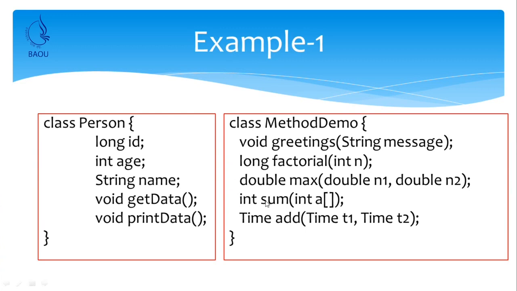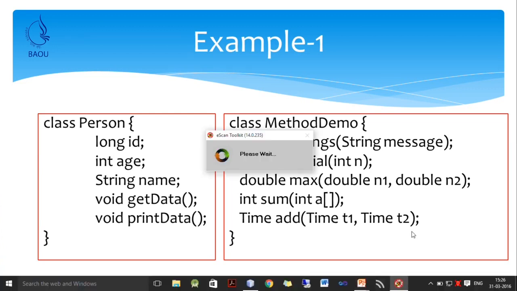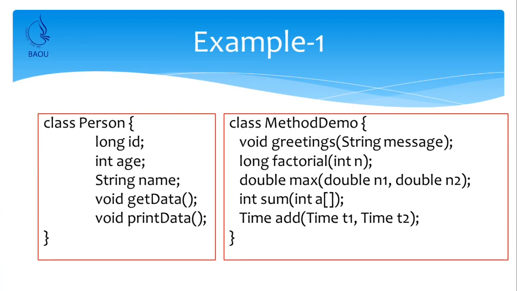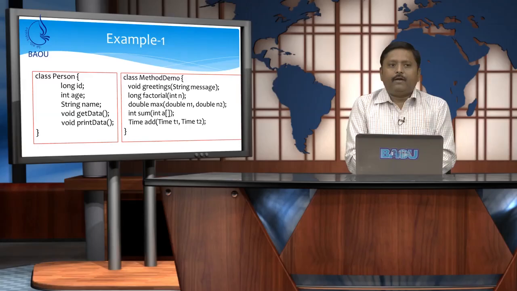And the last method we will write down is an add method which actually adds two times, but this time T1 is an object and T2 is an object of type class time. So, this last method demonstrates that we can have an object as an argument as well as we can return the object also. So, we will write down these methods inside NetBeans.